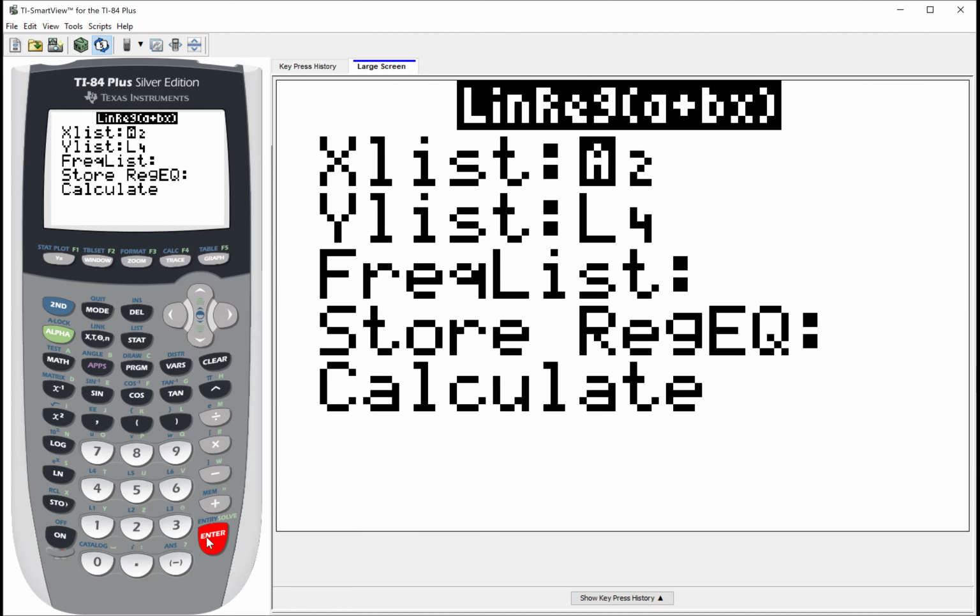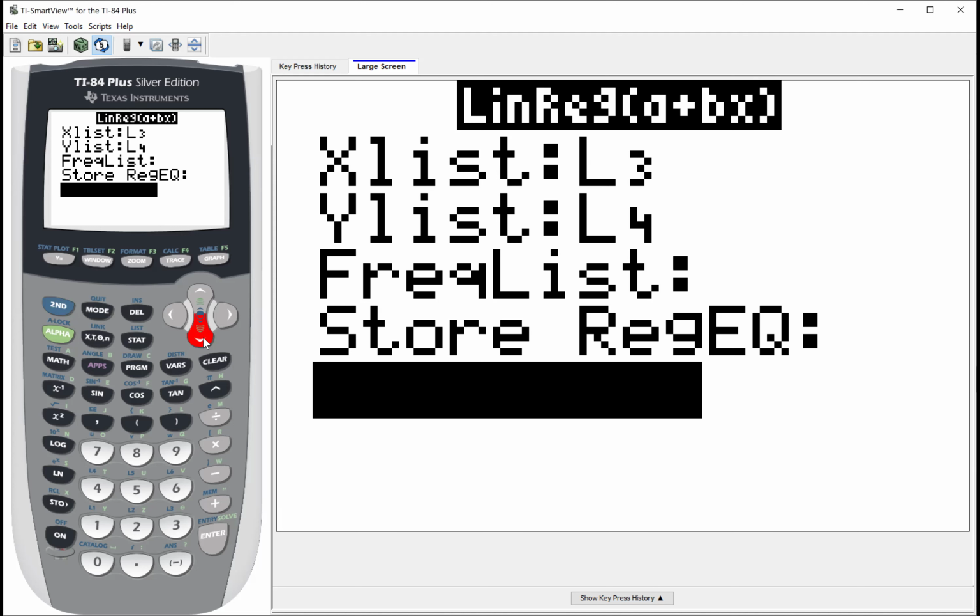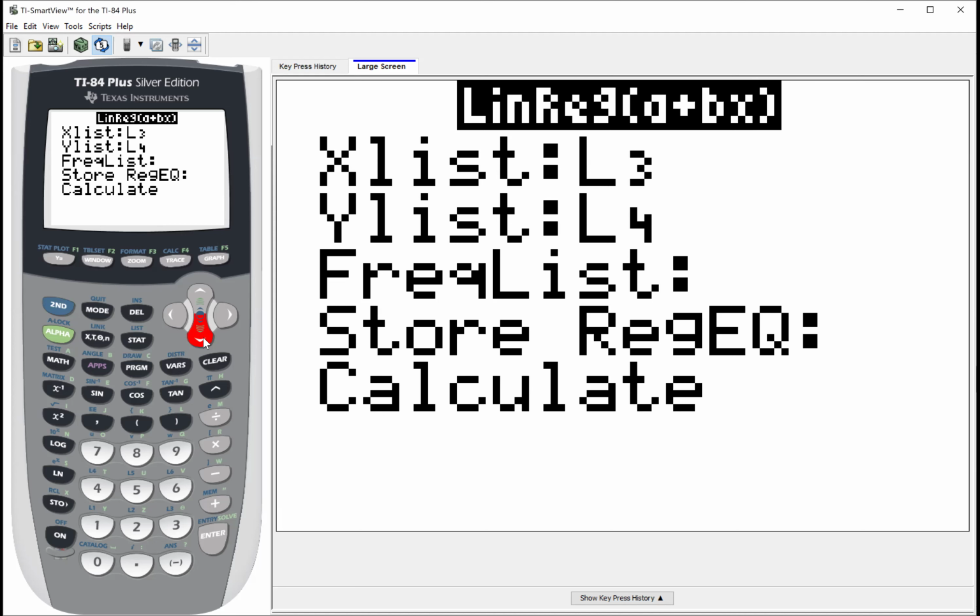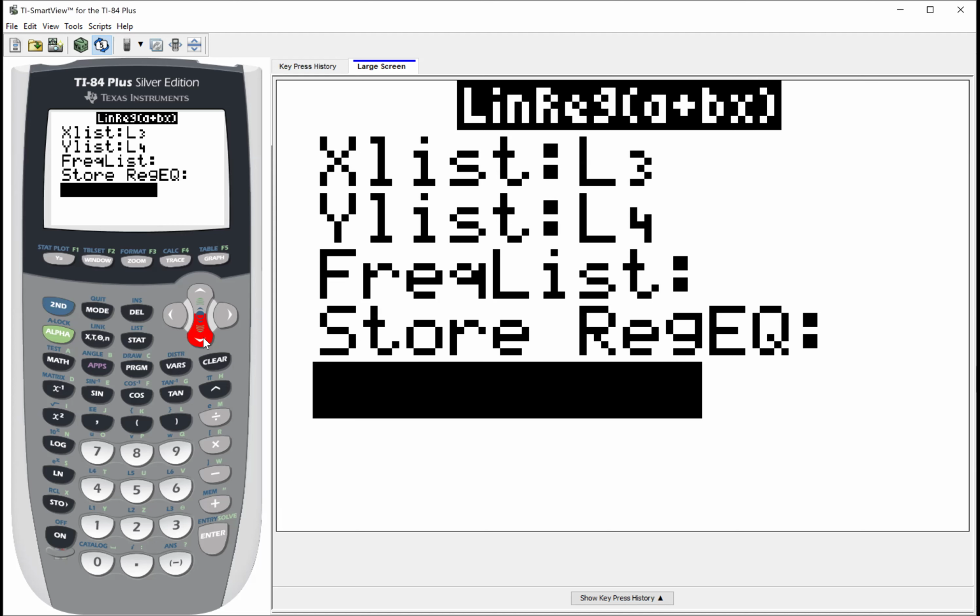So hit enter. And you have to tell the calculator the appropriate lists. The X list that I used was L3, so I'm going to switch this to L3. And then my Y list was L4, so I'm going to leave that. Frequency list should be empty and store reg equation should be empty. The only thing you need is the X list and the Y list. And then we can calculate.